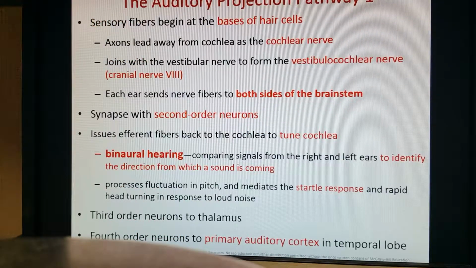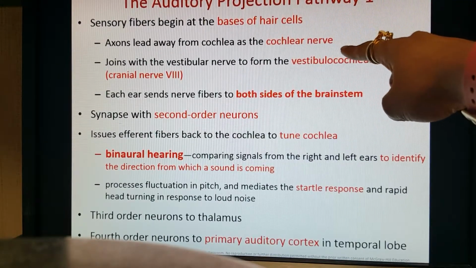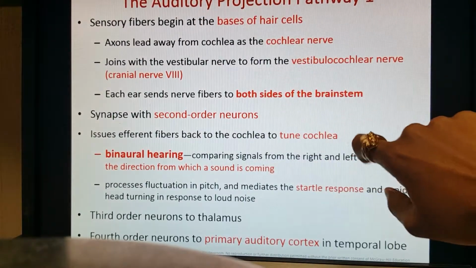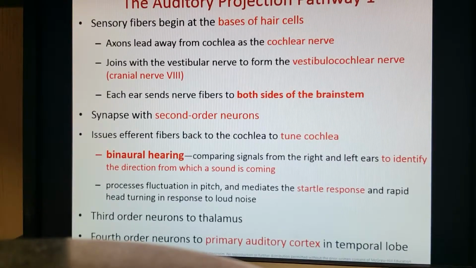So with your head having the sensory information, again, action potentials coming from the base of the hair cell, sending it to the cochlear nerve, then combining to become your vestibulocochlear nerve, sending that information to both sides of the brainstem. The reason for this is so we're able to locate where sound is coming from. We have two ears, hearing from both sides of our head, able to determine where sound is coming from. So we get signal from both ears, as in, okay, it's louder on one side and softer on the other. The side where it's louder is where the sound is coming from.